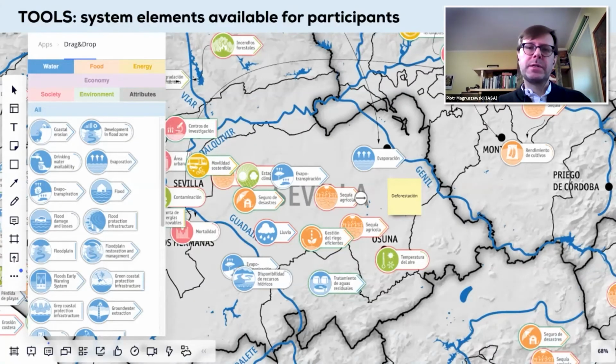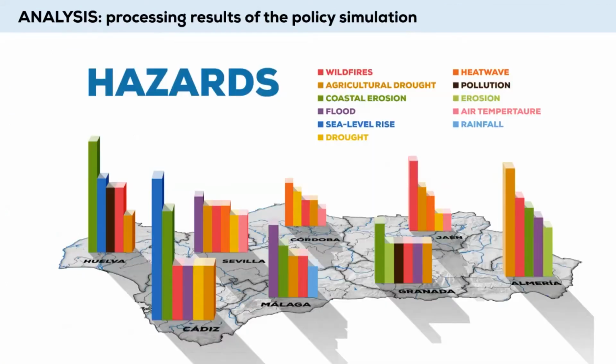We have prepared in the same way, as you saw earlier with cards, this kind of virtual trace. On the left of this slide, you can see water, food, energy, economy. These are the system elements available for the water topic. Stakeholders are free to use any of these pre-existing elements, but they can always add a new element which we haven't prepared before.